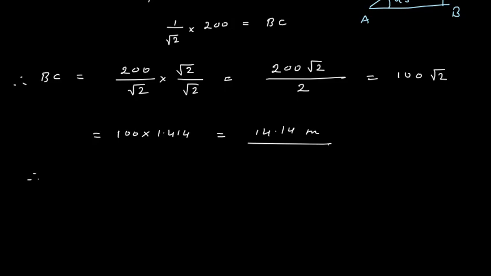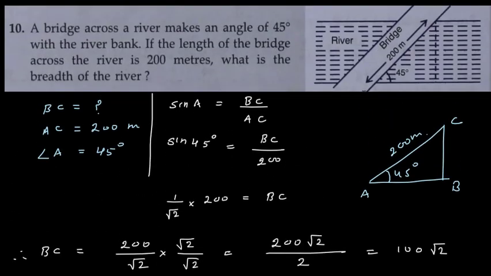So therefore we can say that the breadth of the river is equal to 14.14 meter. This is the breadth of the river. Okay, so this is our 10th question.